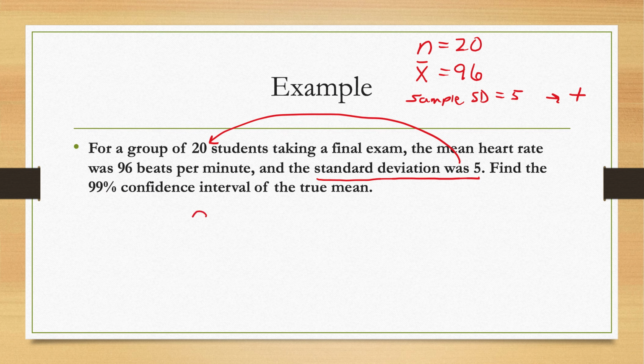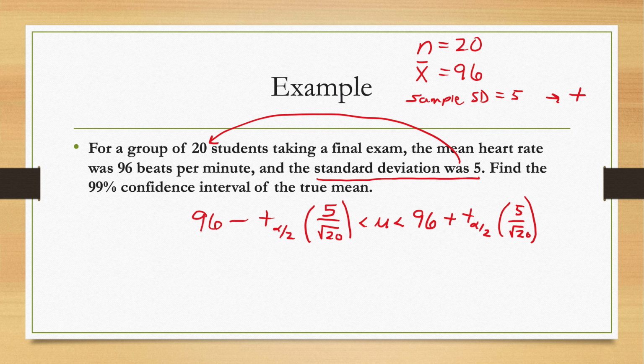So x bar is first, so that's going to be the 96. Then I'm going to be plugging in this t-score in just a second when I find it. And then I have my standard deviation on top and the square root of my sample size on the bottom. So pretty easy setup here, especially if you're looking at your formula. The only thing now that we need to do is go to our table and find our t-score. We are doing a confidence interval, and it is 99%, and we have a sample size of 20. So I'm going to go back to my table for just a second.